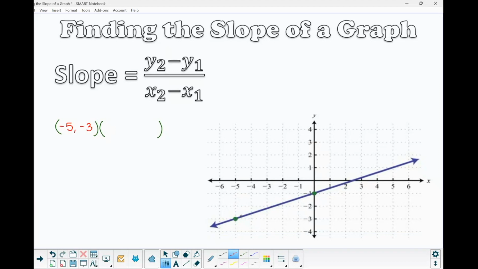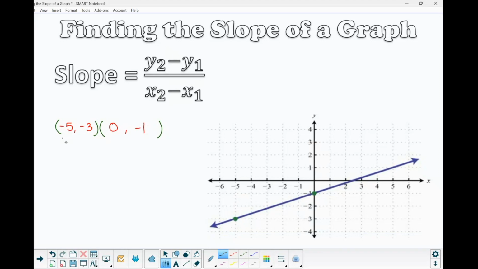And I know that's the point I'm going to be using first because I read a graph from left to right. So I want to make sure I'm always going left to right. And I'm going to this next point. So this is going to be 0, -1. So if we recall, this was our formula.